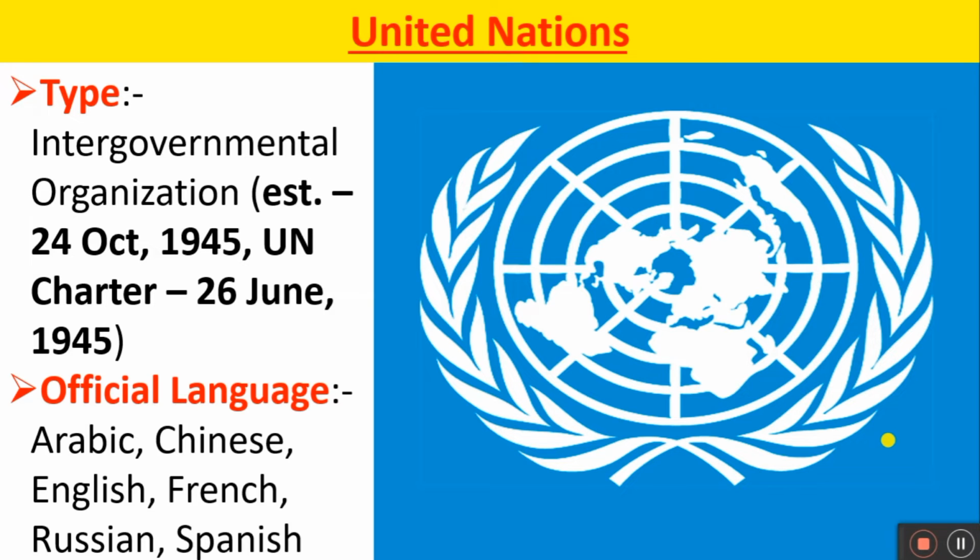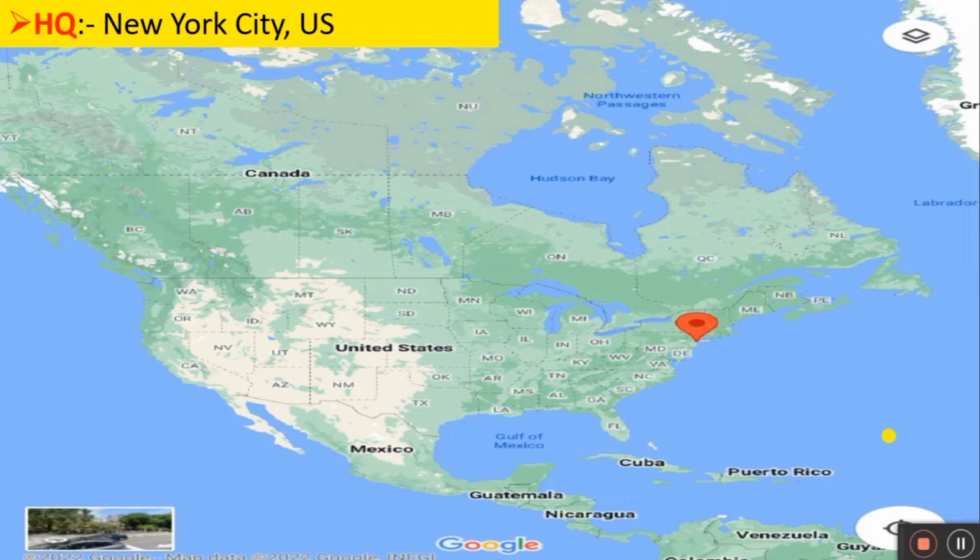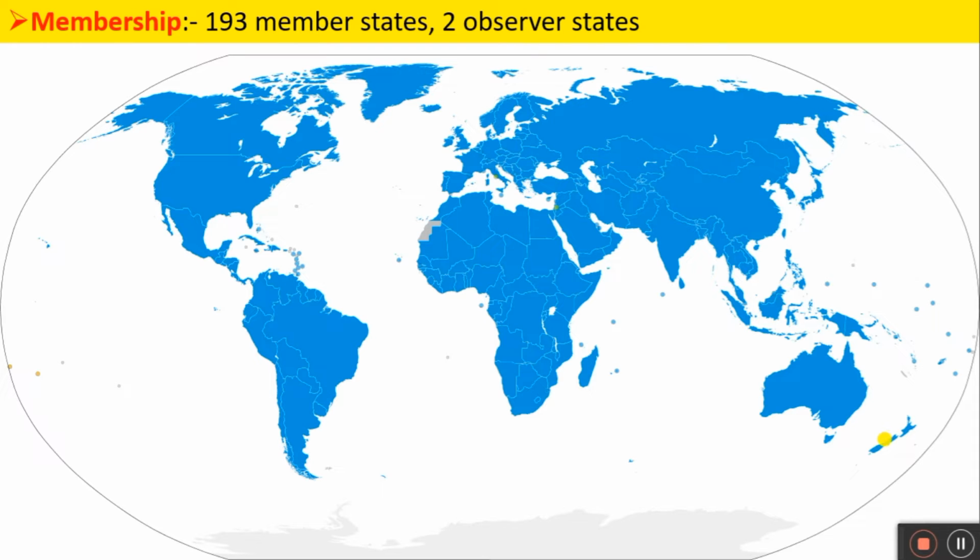The United Nations was established on 24 October 1945, whereas the UN Charter, or in other words the Constitution of the UN, was formed on June 26, 1945 itself. The official languages of the United Nations are Arabic, Chinese, English, French, Russian and Spanish. The headquarters of the United Nations is at New York City in the United States. The total number of members of the United Nations is 193 and there are 2 observer states.